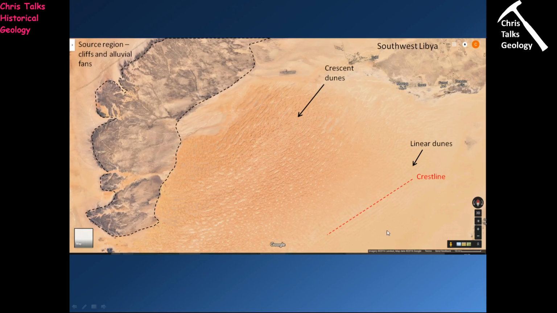So we know therefore that our wind must be coming in at 90 degrees to the crest line, somewhere like so. The final question we need to answer is, which way is the wind going? Is it going southeast northwest, or is it going northwest southeast? The answer is actually quite straightforward. It's got to be northwest southeast, because we know this is the source region here. Therefore, the sediment must be being transported this way onto the desert plain. So we know that the prevailing wind direction must be from the northwest to the southeast.